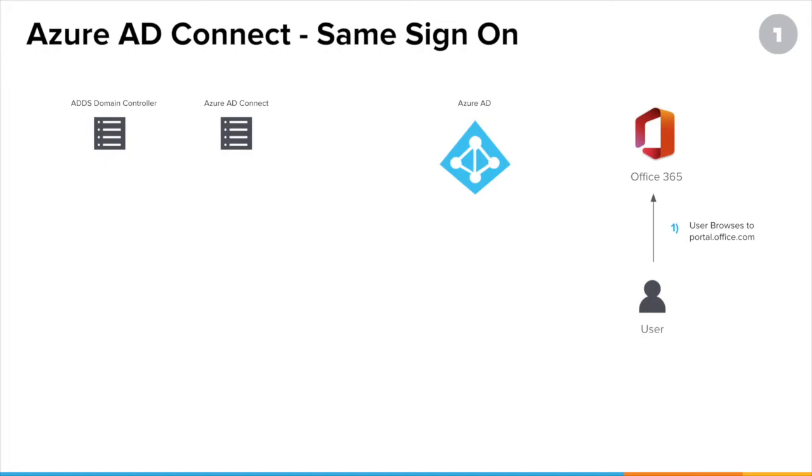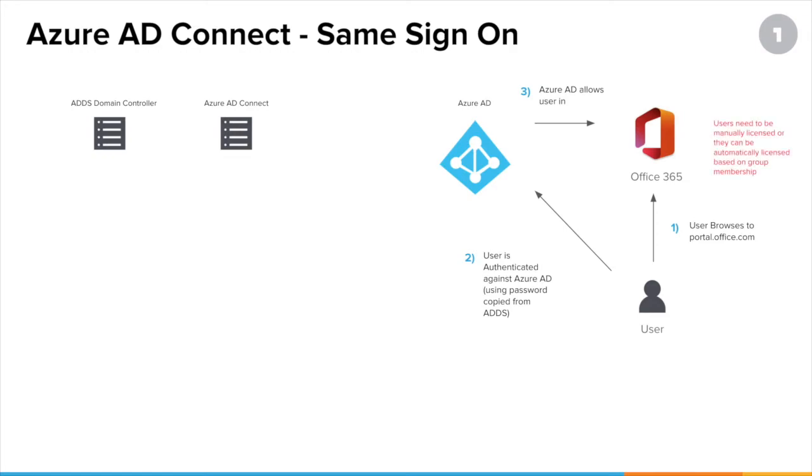However, the authentication request is not actually going to ADDS. It's being handled by Azure AD, and it's Azure AD that allows them into Office 365. Thus, the distinction between same sign-on and single sign-on, where single sign-on is used to describe a flow where they are in fact logging into ADDS. Again, remember with this setup, users are not automatically licensed for Office 365.